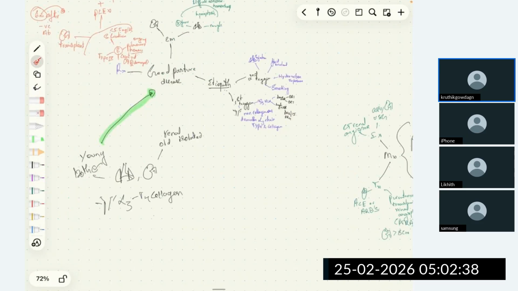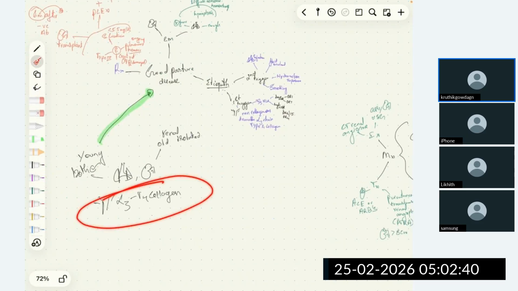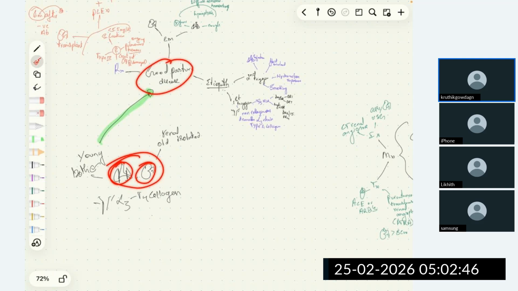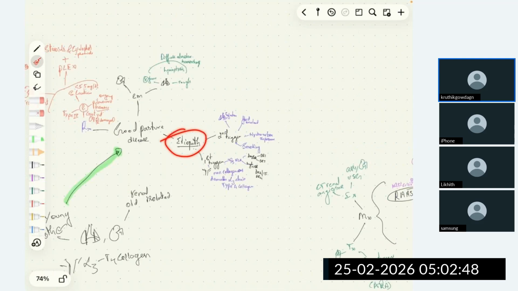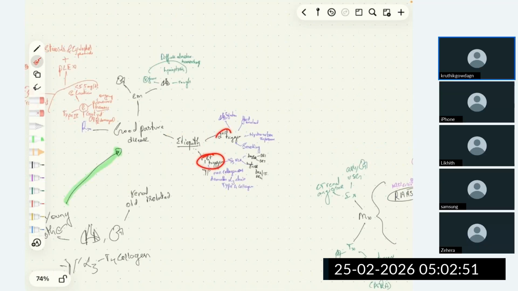This type 4 collagen alpha 3 chain is abundantly present in lungs and kidney. If both manifestations are present, it's called Goodpasture disease. What is the etiopathogenesis of this disease? We have a first trigger and a second trigger. Many diseases, like retinoblastoma, which will be studied in ophthalmology, and other diseases have a first trigger, second trigger, and so on.